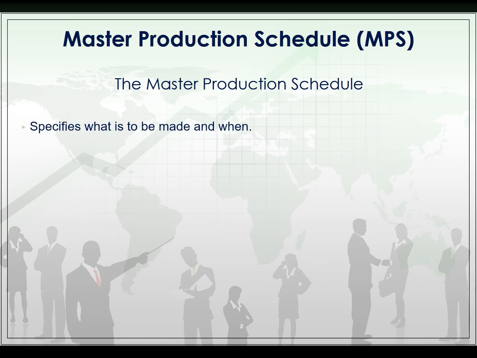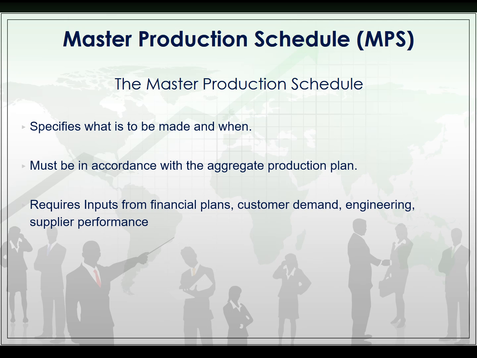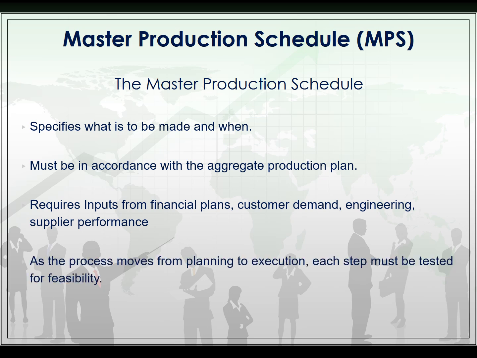The master production schedule schedules and specifies what's to be made and when, and it has to be in accordance with the aggregate production plan, and it requires inputs from the financial plans, the customer demand, engineering, and supplier performance. As the process moves from planning to execution, each step has to be tested for feasibility. The MPS is a result of the production planning process.